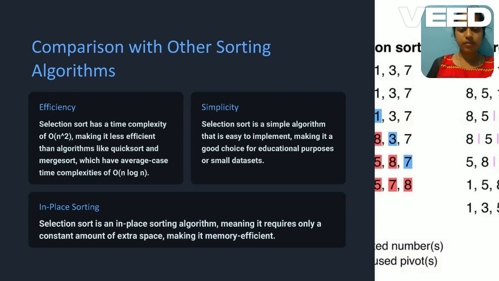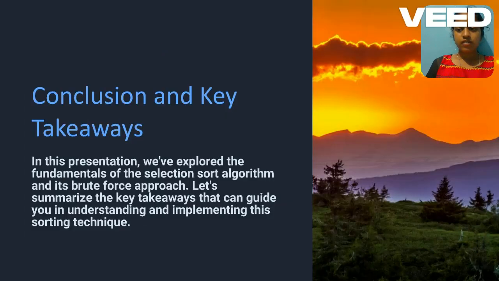In-place sorting. Selection sort is an in-place sorting algorithm, meaning it requires only a constant amount of extra space, making it memory efficient. The conclusion. In this presentation, we have explored the fundamentals of the selection sort algorithm and its brute force approach.